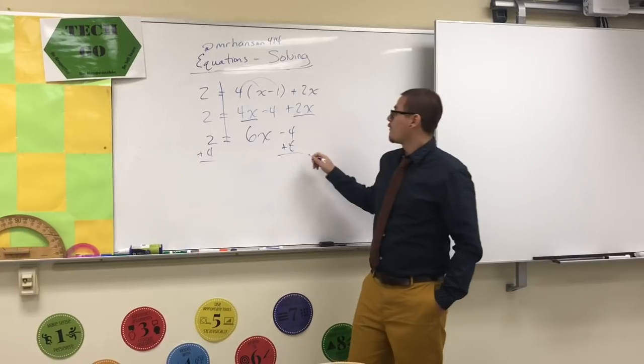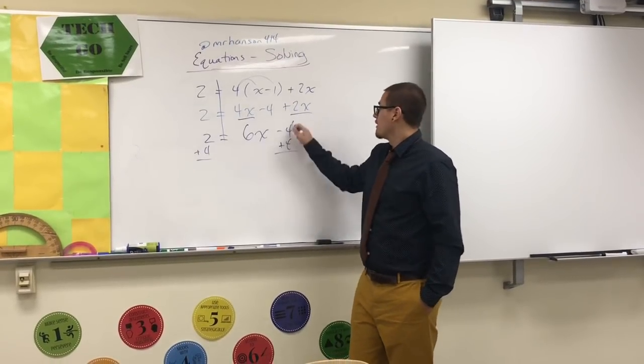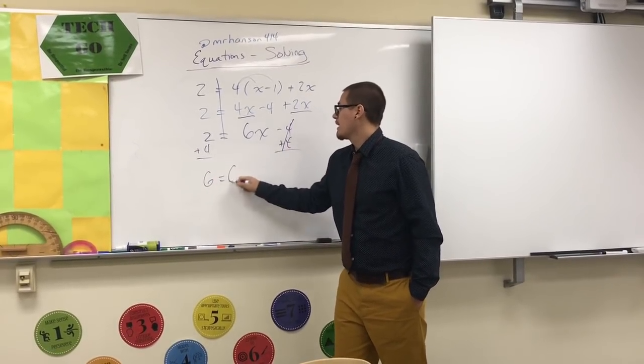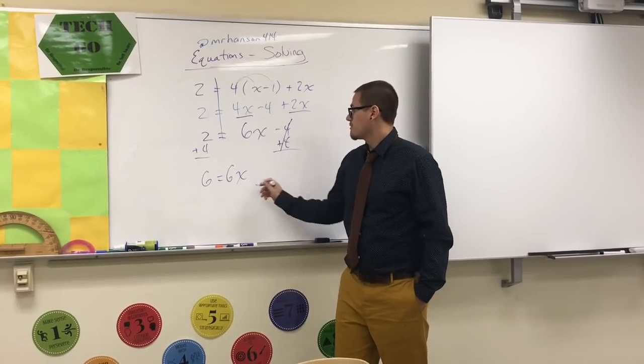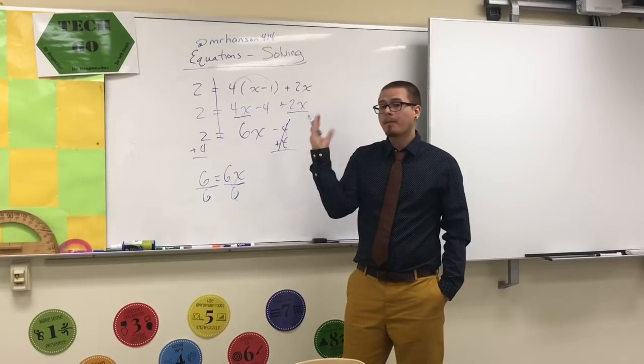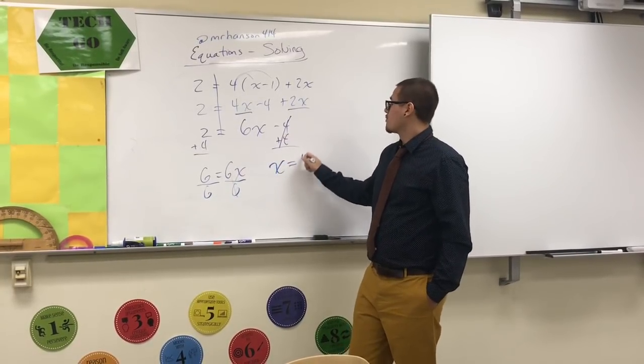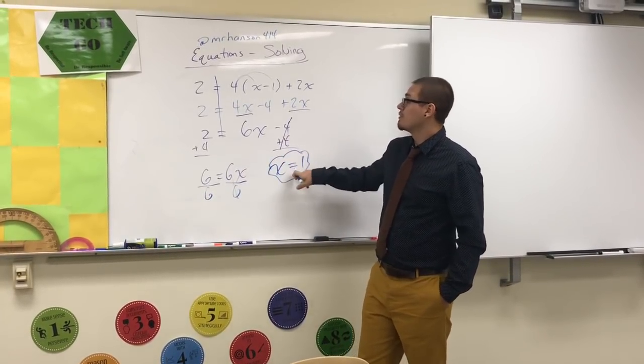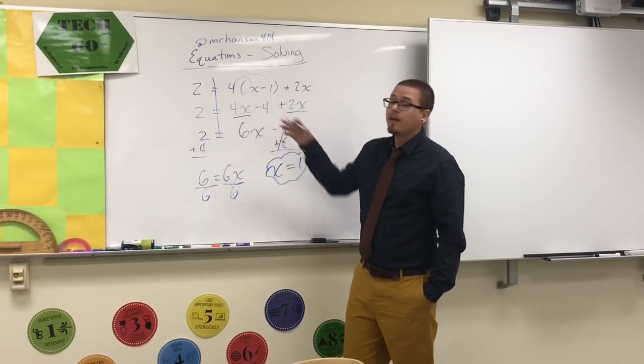So we're gonna add 4 on both sides to clear the negative 4. Cancel to a 0. We get 6 equals 6x. And to finish this out, to get that x all by itself, you divide by 6 on both sides. And the division property of equality, x equals 1. So what that means is the solution is 1. If you put a 1 in here, it'll balance out.